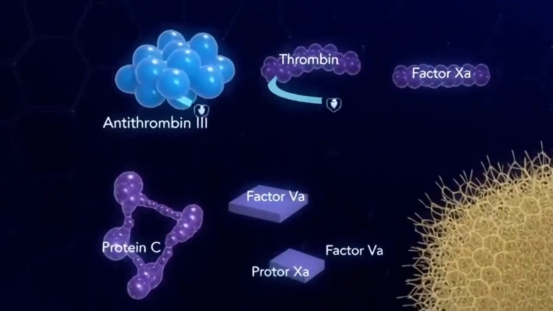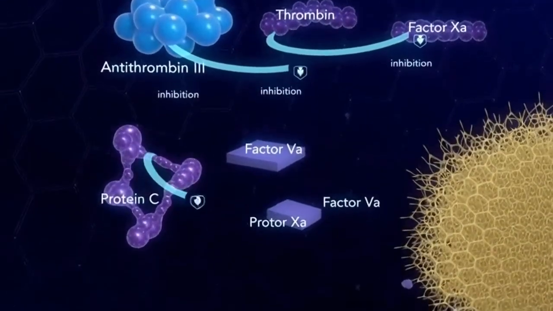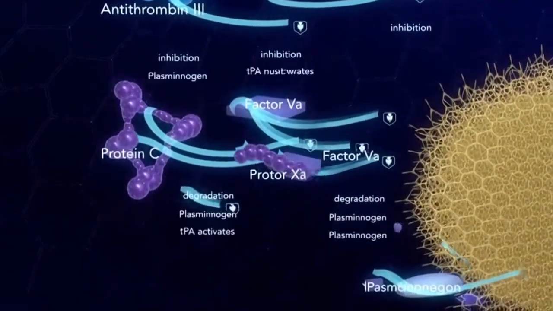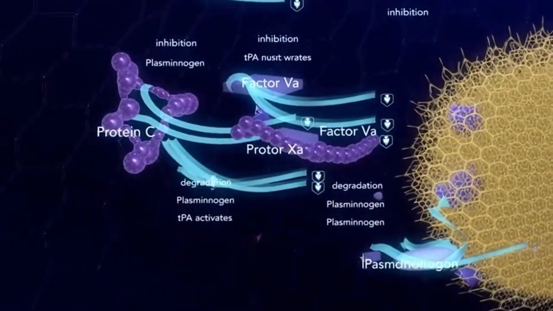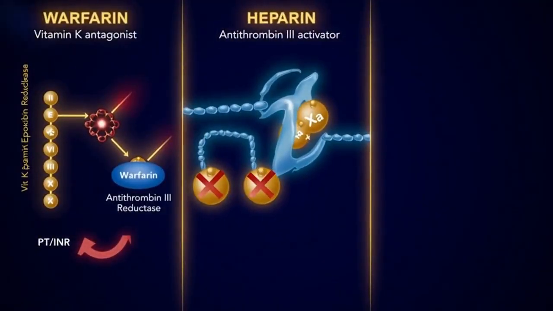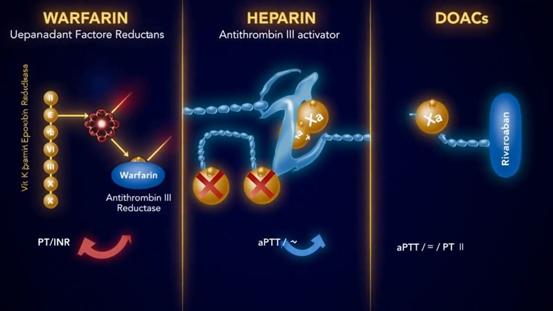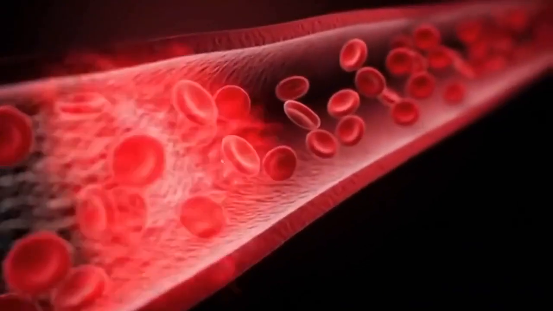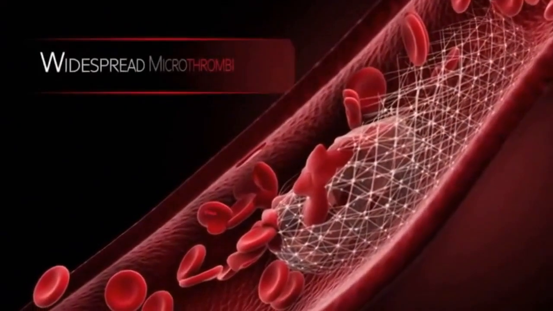Direct oral anticoagulants, DOACs, target factor Xa, rivaroxaban, apixaban, edoxaban, or thrombin, dabigatran, with minimal effect on standard coag tests. Understanding the cascade is the key to rational anticoagulation management.